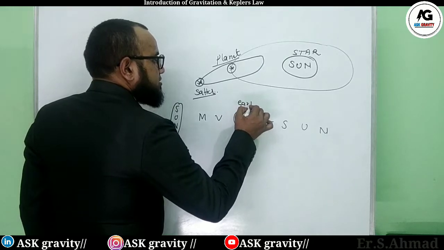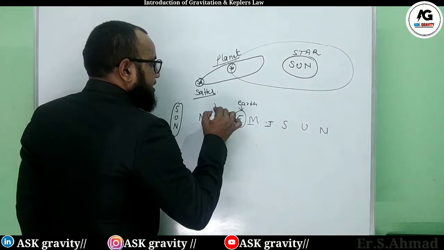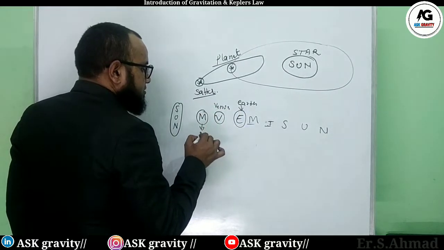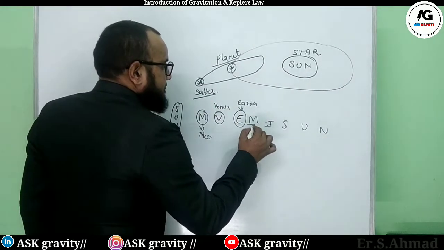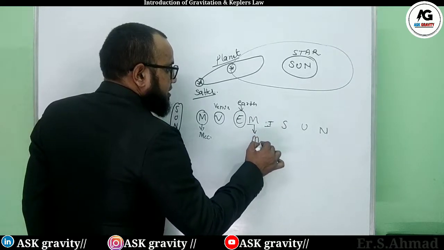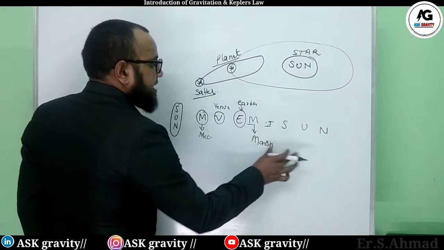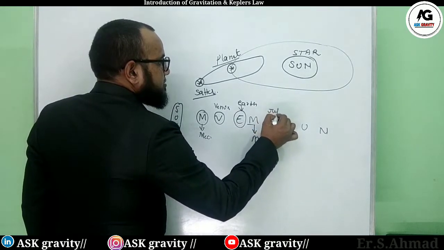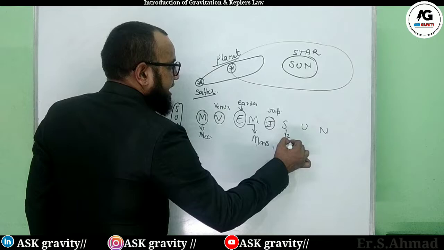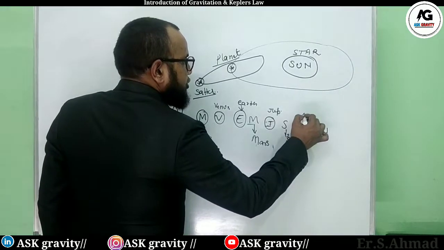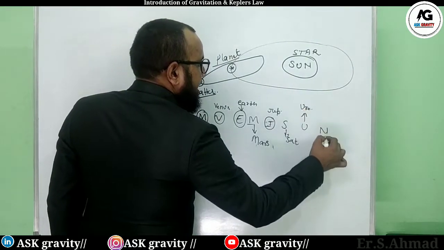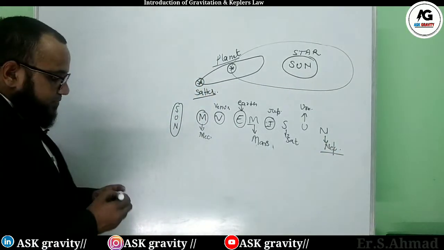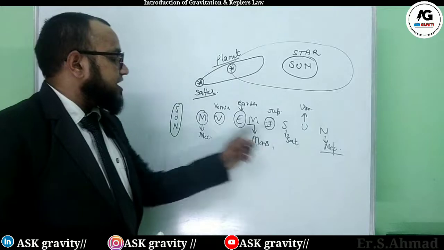E for Earth, that is our planet. V for Venus. M for Mercury. M for Mars. Remember the difference between Mars and Mercury. And J for Jupiter, S for Saturn, similarly U for Uranus, and N for Neptune. So we have to learn all these planets in this order.